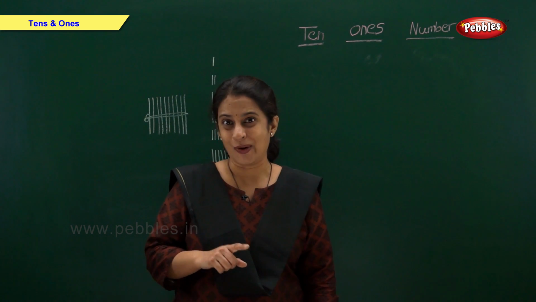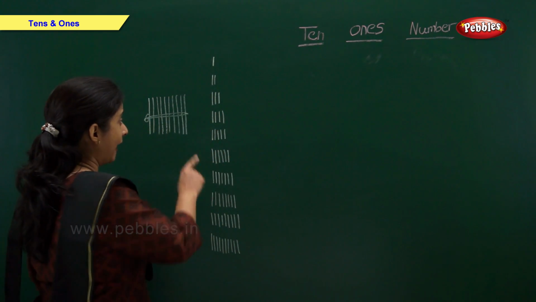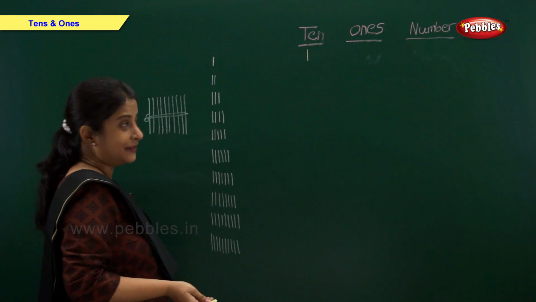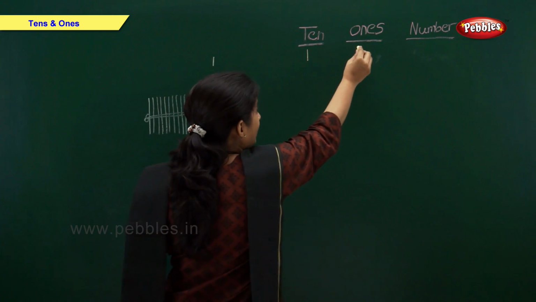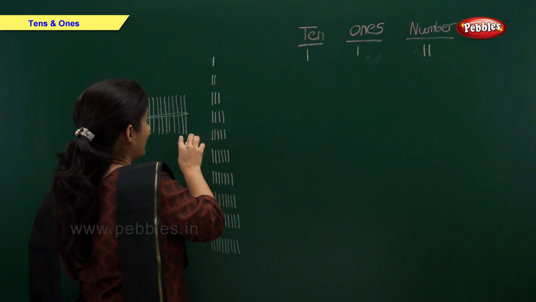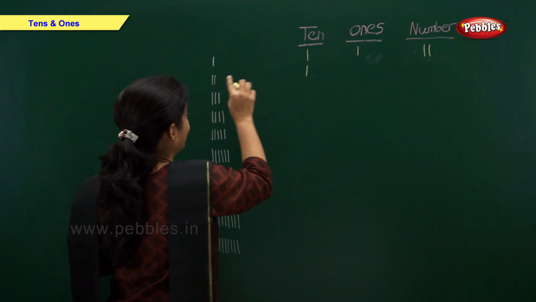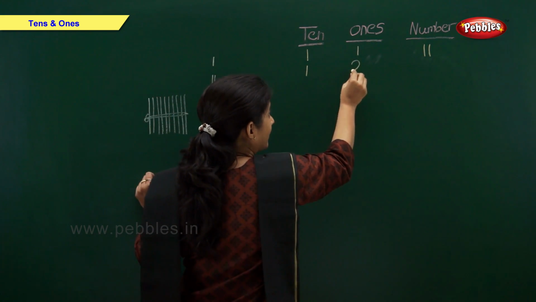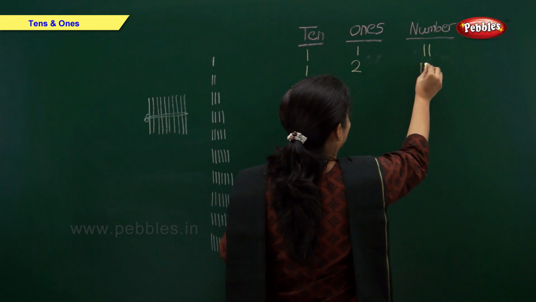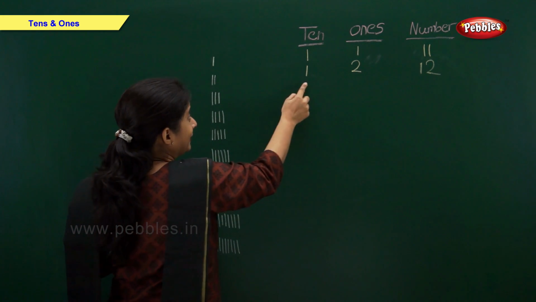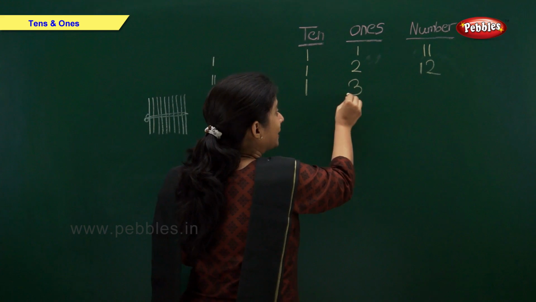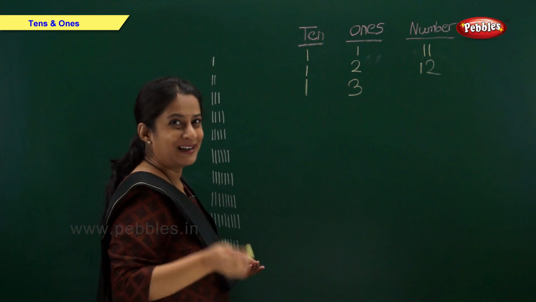Let us count and write numbers from 11 to 20. We have one bundle of 10. 1 ten, 1 one. So the number is 11. 1 ten, 1, 2. 2 ones. Number 12. 1 ten, 1, 2, 3. 3 ones. Number 13.